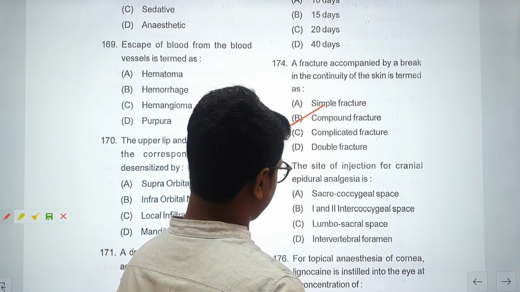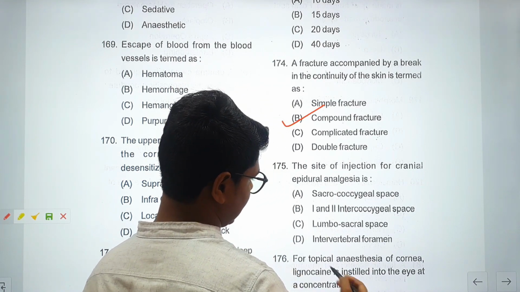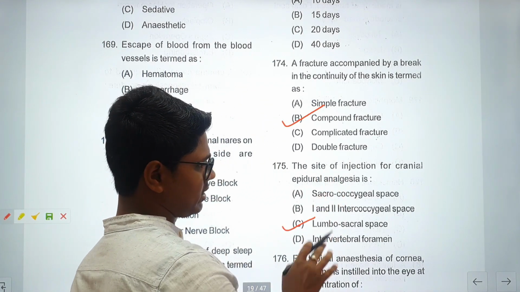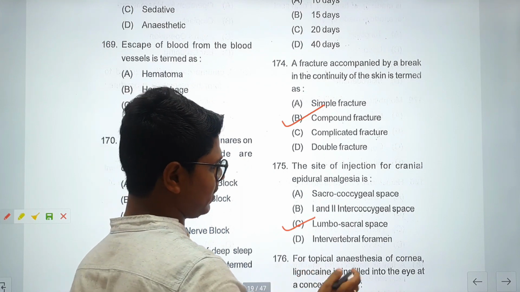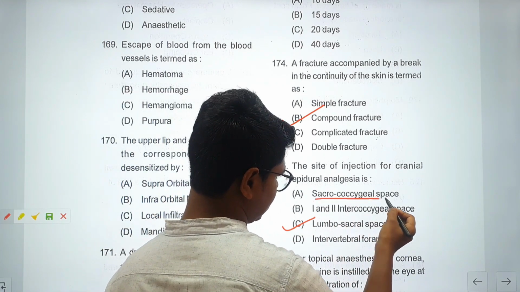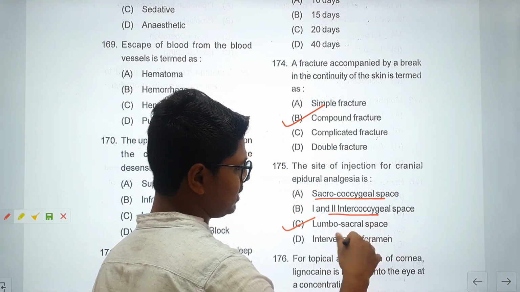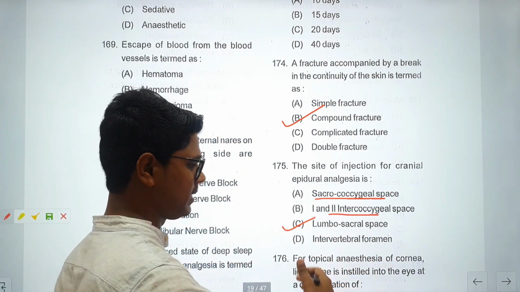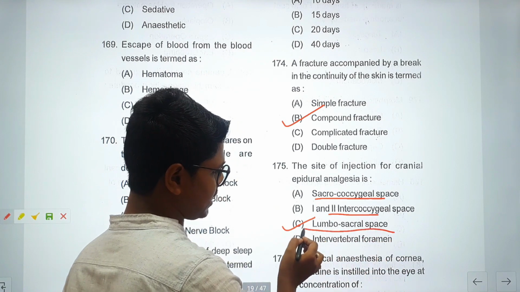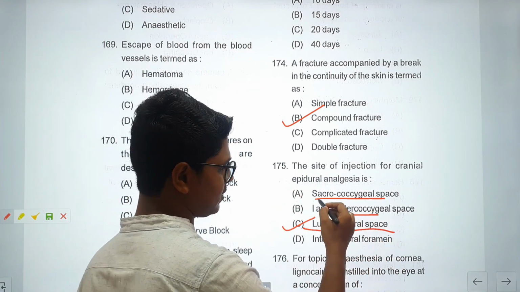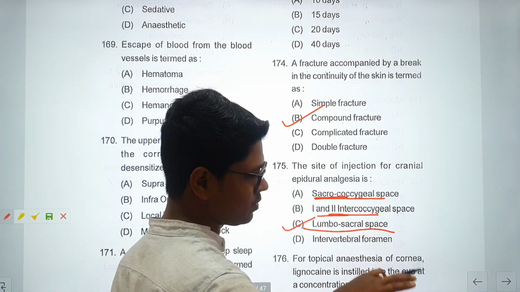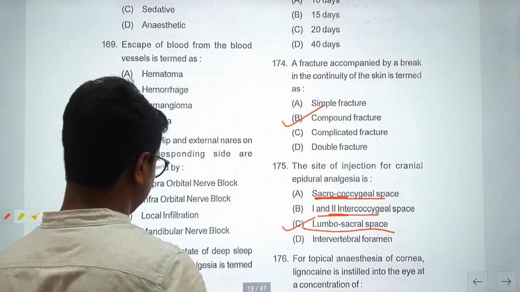The site of injection for cranial epidural anesthesia is lumbosacral. Okay, see, this concept varies from surgeon to surgeon. Some prefer the sacrococcygeal to be the cranial epidural and first and second to be the caudal epidural. But in many of the books you will find lumbosacral as the cranial epidural and the sacrococcygeal or first or second intercoccygeal as caudal epidural anesthesia. Okay.